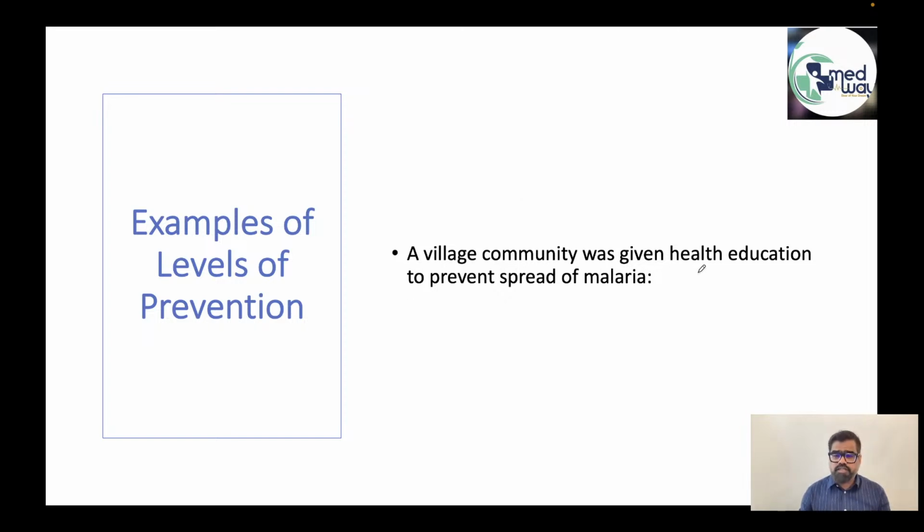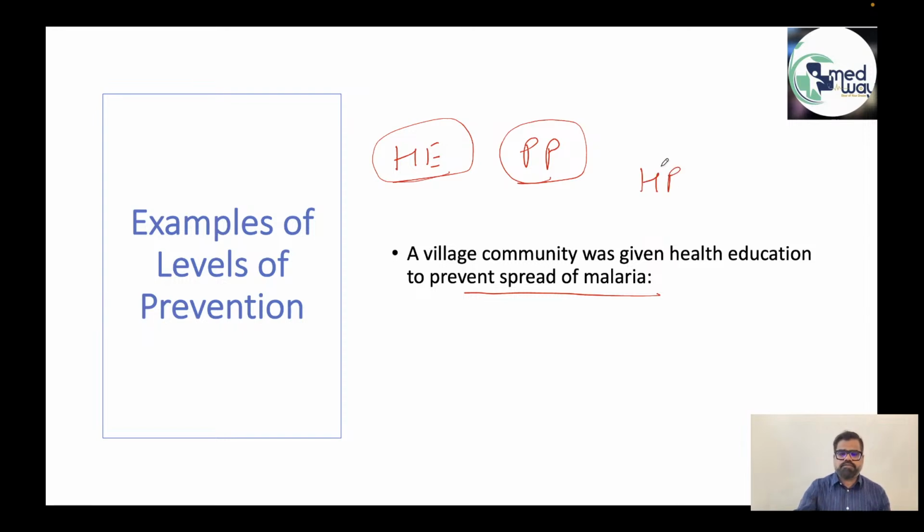A village community was given health education to prevent the spread of malaria. You're giving health education. You're promoting something. So primary prevention is my level of prevention, and the mode of intervention is health promotion.